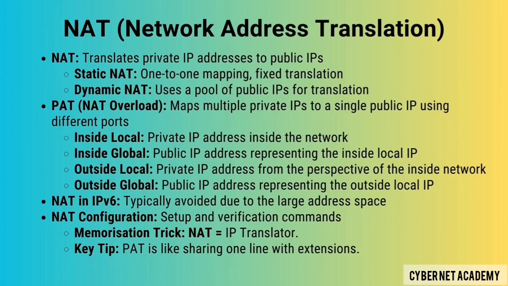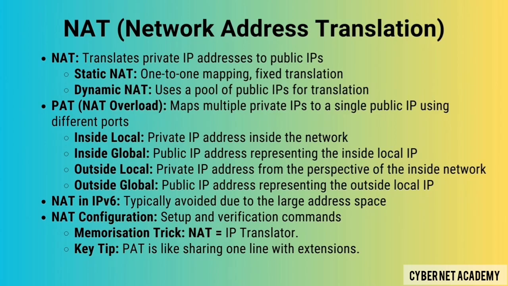Inside local refers to the private IP address inside the network, while inside global is the public IP representing the inside device. Outside local is how inside hosts see an outside device, and outside global is the actual public IP of an outside device. NAT terminology can be confusing, so think of inside as your private network and local as the private addressing scheme. NAT is typically avoided in IPv6 due to the large address space available.